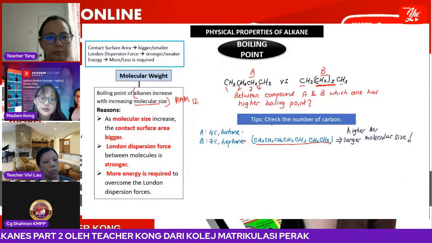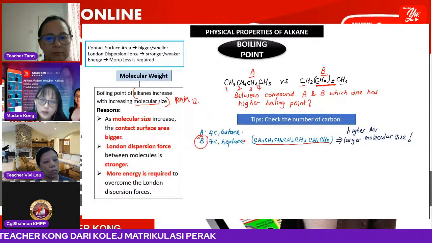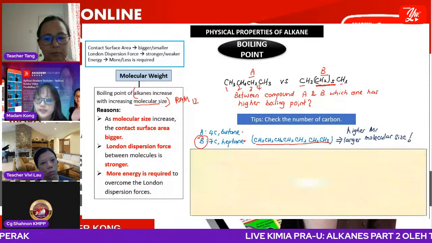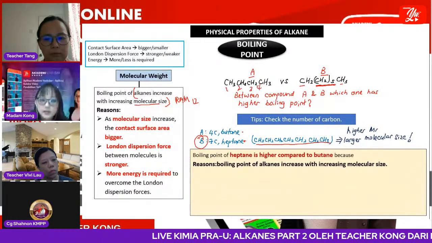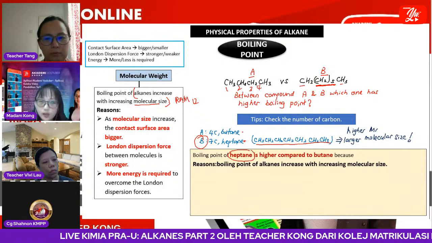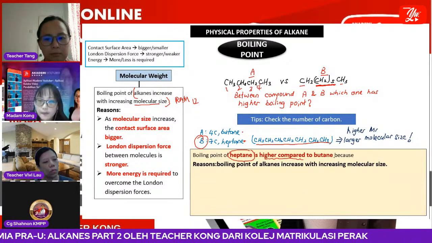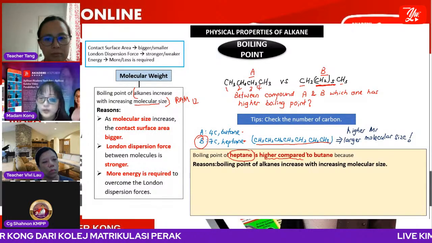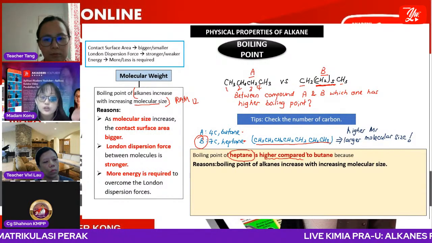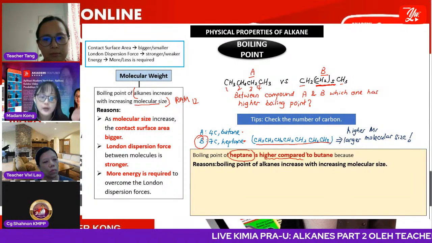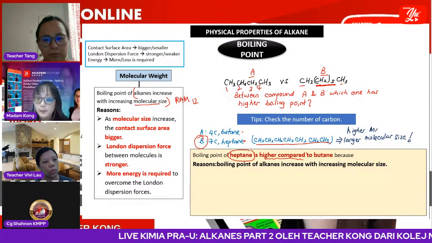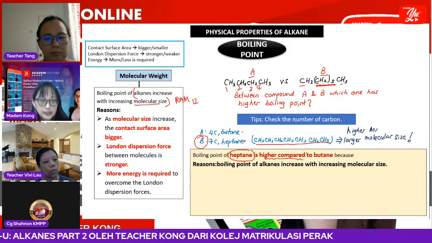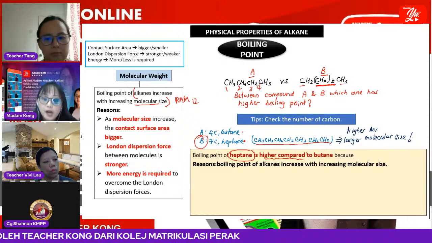B, because B has higher molecular weight, or larger molecular size. The way to explain is the same. You must mention which one is higher, the answer is heptane. You must do the comparison, higher compared to butane. Why? Because the boiling point of alkanes increases with increasing molecular size. This reason is in general form, but you have to answer the question according to heptane and butane. So you cannot just give the general form. Maksudnya, jawab kena berdasarkan compound yang diberi.